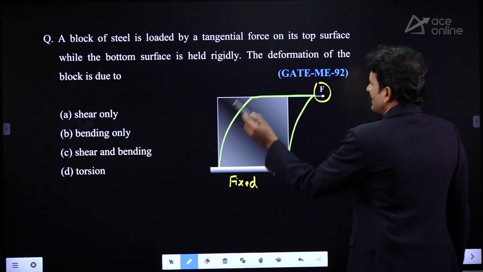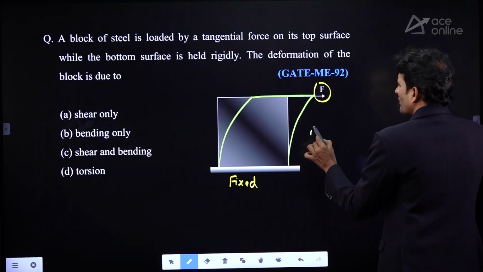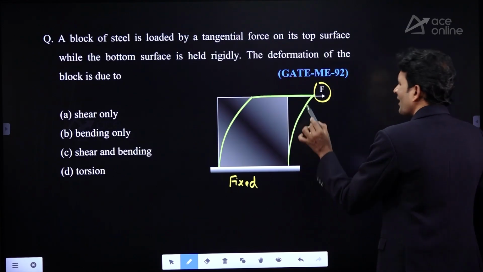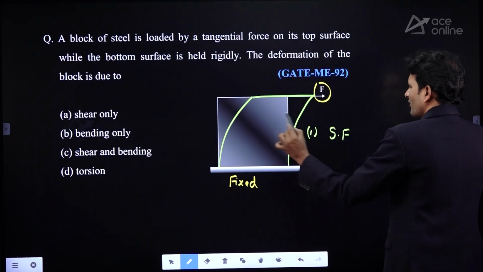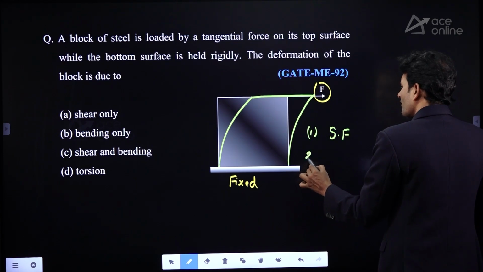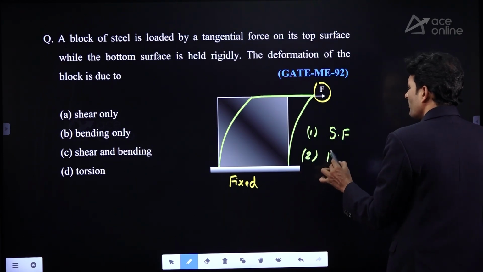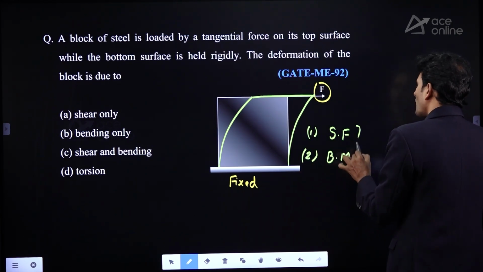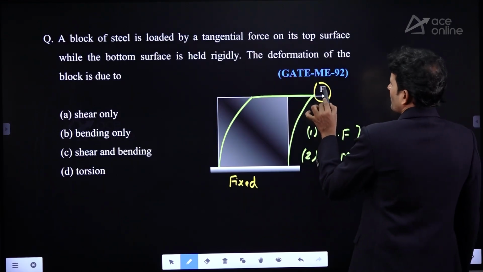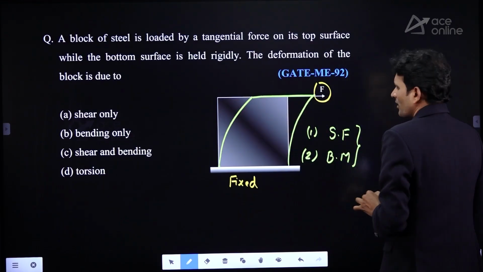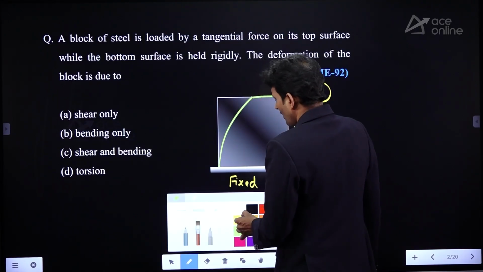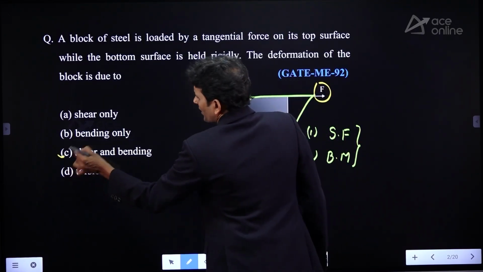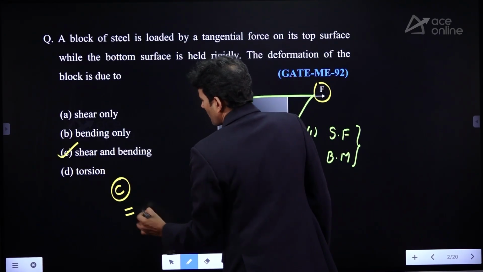When it is bending, we observe two effects at a cross section of the beam. One, shear force effect. Deformation it is causing because of shear force as well as because of bending moment. Two types of effects we are observing because of F at the free end of the block. So, here deformation we are observing because of shear as well as bending. Option C is correct for this problem.